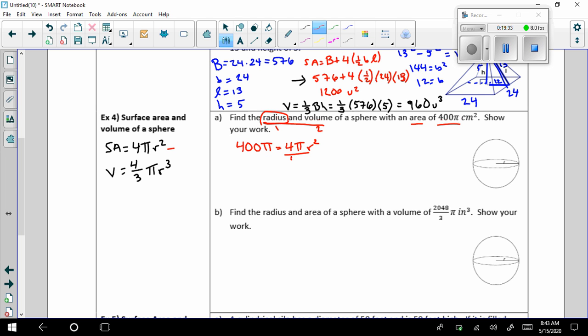So dividing by 4 pi, we get 100 is equal to r squared. Take that square root, and r is equal to 10. And that's centimeters. That's your first answer. Then for our volume, you can just plug that in. So 4/3 times pi times 10 cubed.